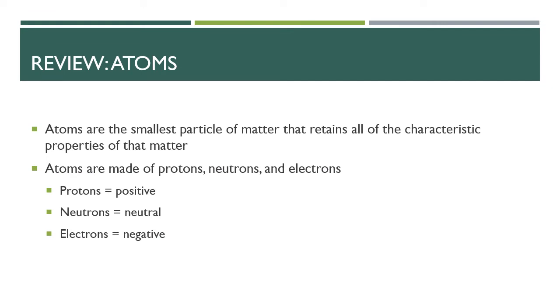A quick review about atoms. Atoms are the smallest particle of matter that retains all the characteristic properties of matter. Atoms are made of three main subatomic particles: protons, which are positive, neutrons, which are neutral, and electrons, which are negative.